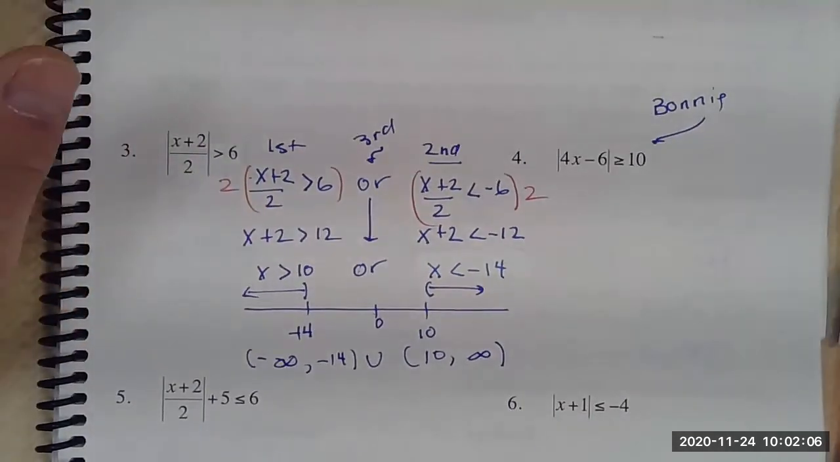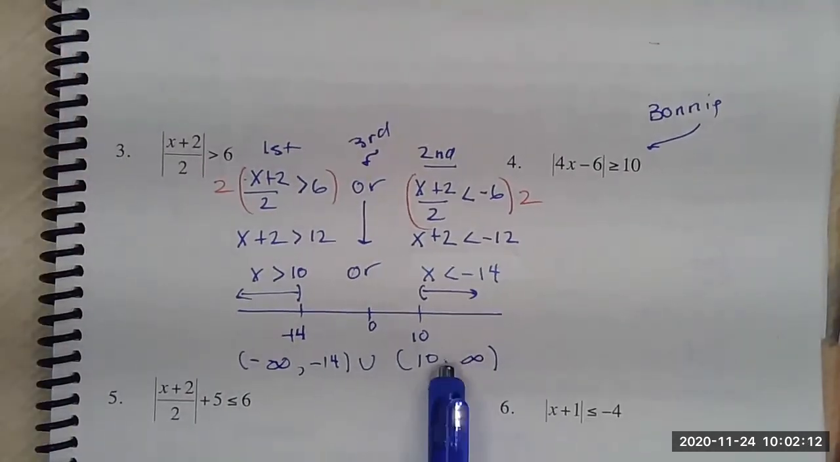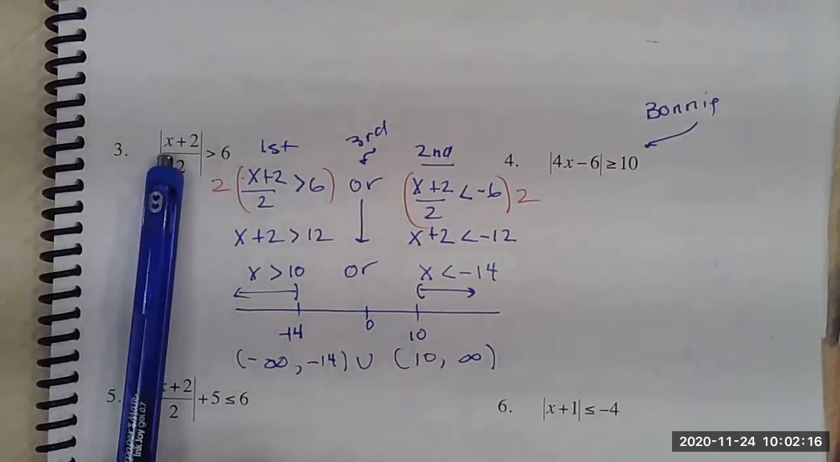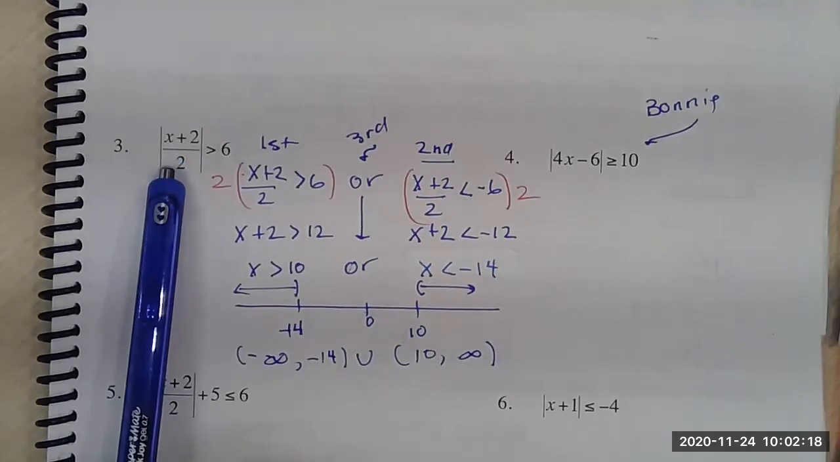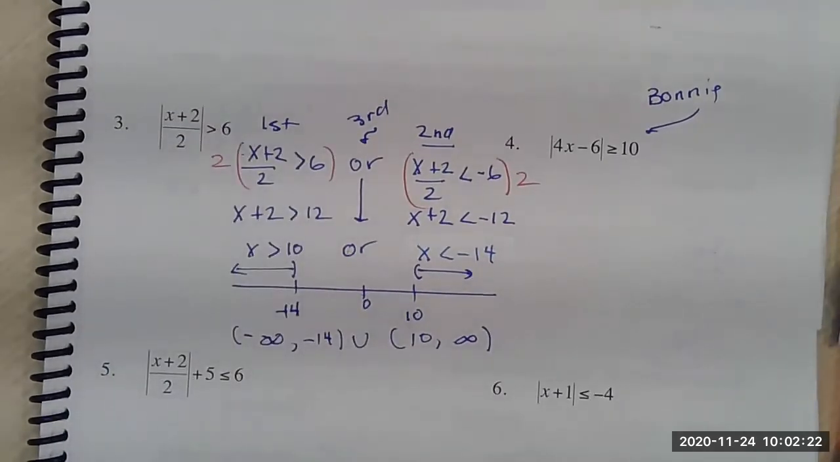Test. You want to test it? Good idea to test it. All right, pick something over here that might be like 12. Let's test 12. Okay, so 12 plus 2 is 14. 14 divided by 2 is 7. 7 is bigger than 6. Okay, so it looks like that one worked, and the other one will work as well.